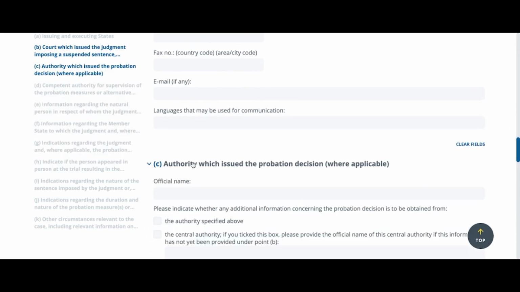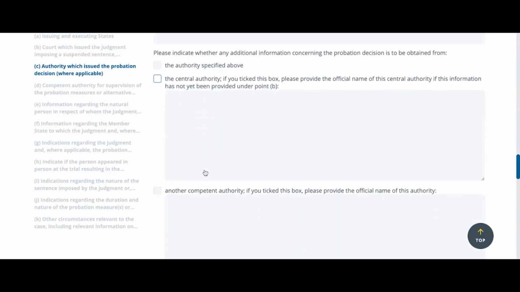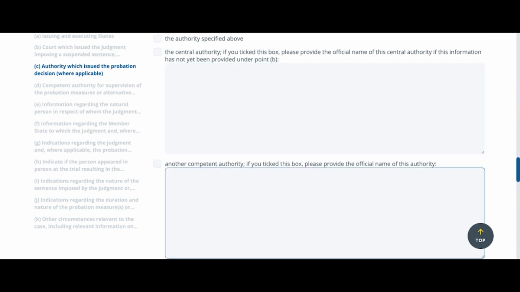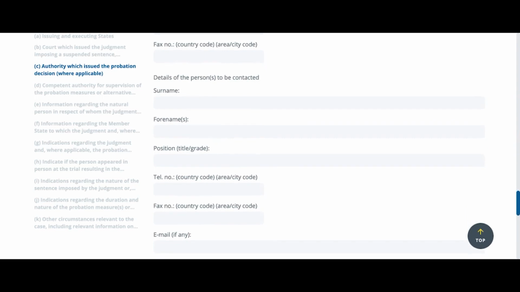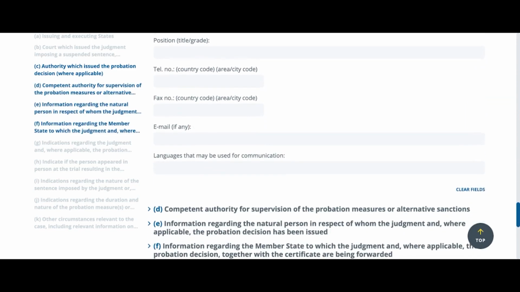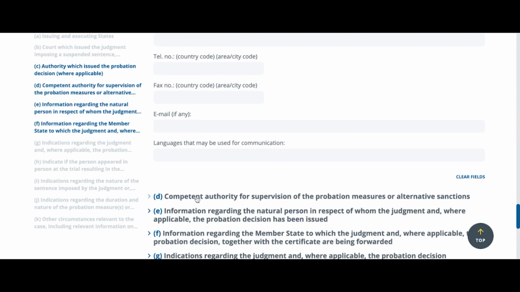Moving on to the authority which issued the probation decision. This is again the official name. If you have a central authority, if there is another competent authority involved, again you have to provide all these details where that particular competent authority can be contacted.